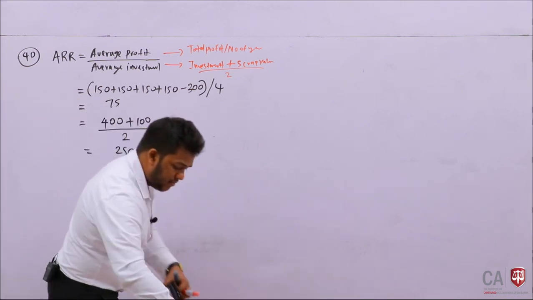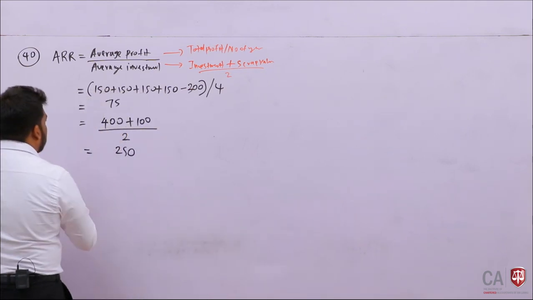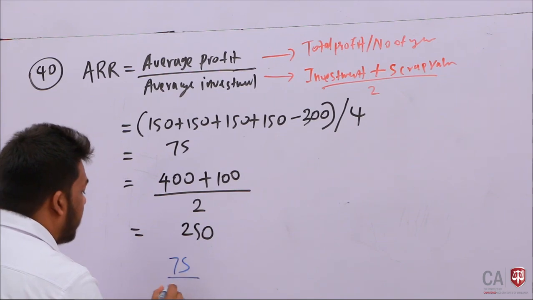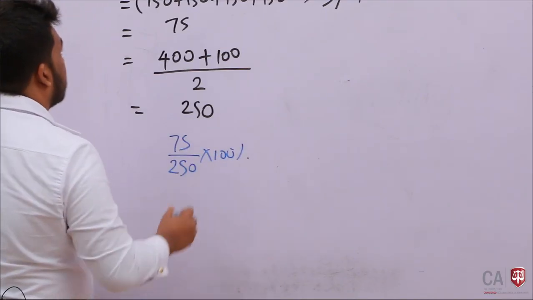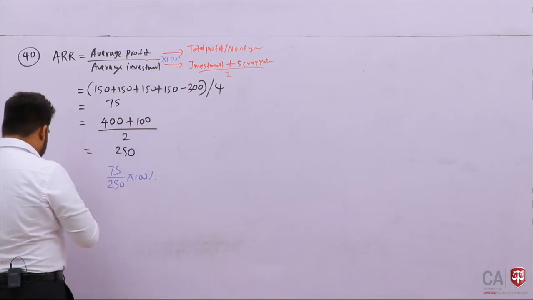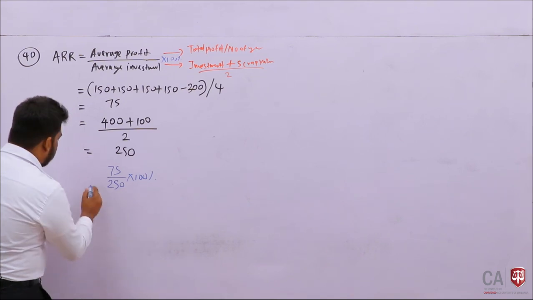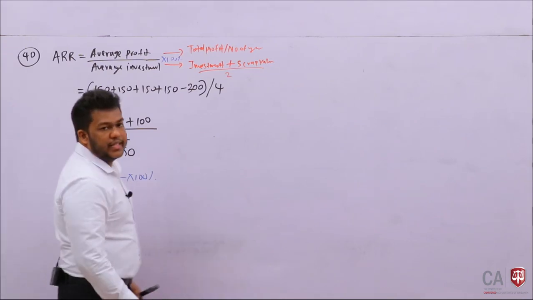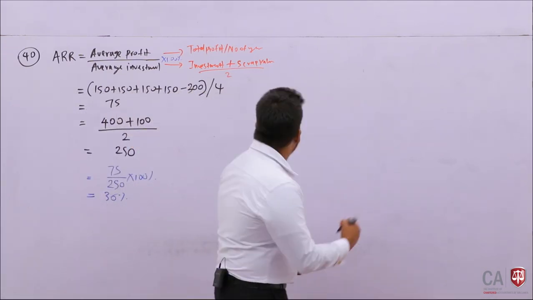So then you can get the answer. How to get it? 75 divided by 250 into 100%, that is 30%. That is 30%. Right? So we'll go for question number 41.